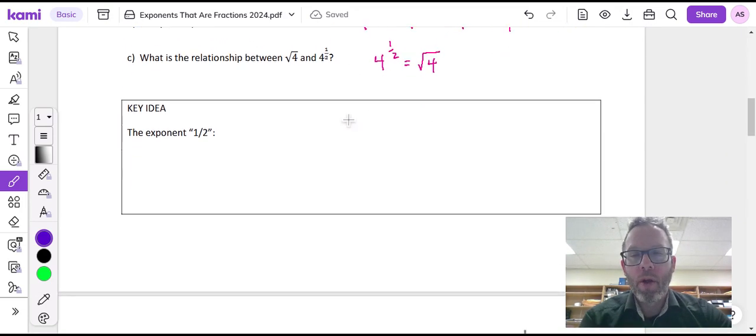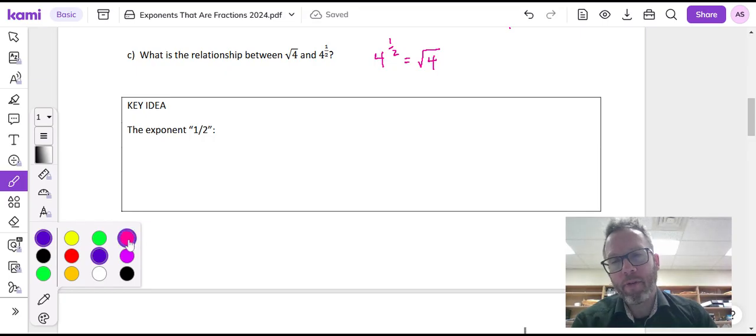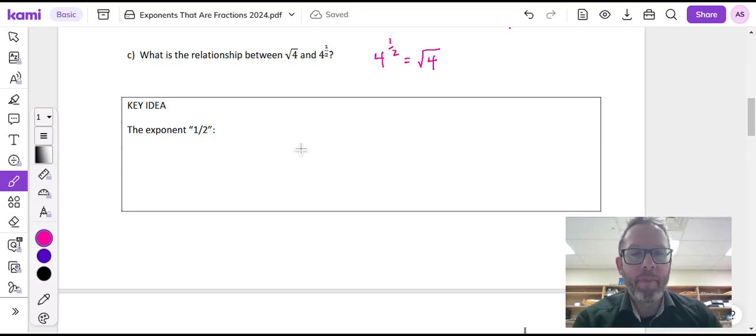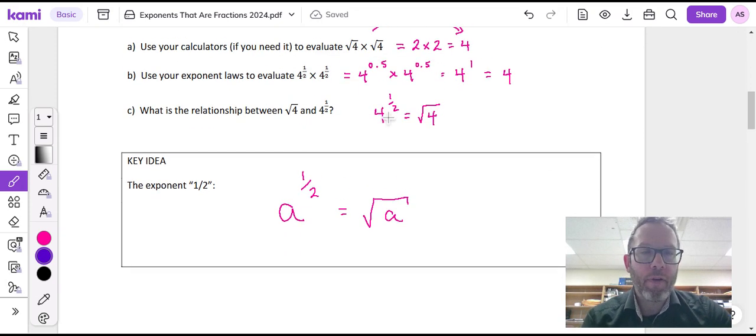It means square root. So the key idea is this. You can jot this down in this box. The key idea is that if you have some base to the power of 1/2, that just means it's equivalent to square rooting the base. So it's a pretty neat rule. I think I'll save that point for later. Let's just continue. So very cool. The exponent of 1/2 means square root.